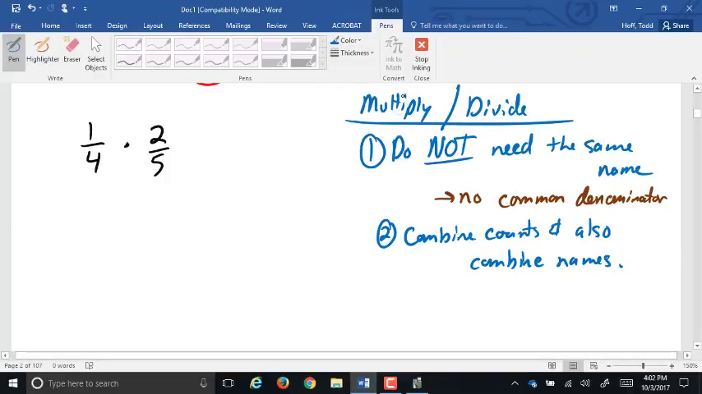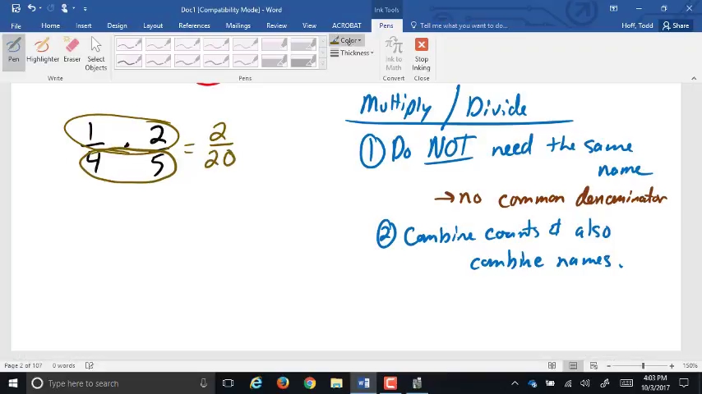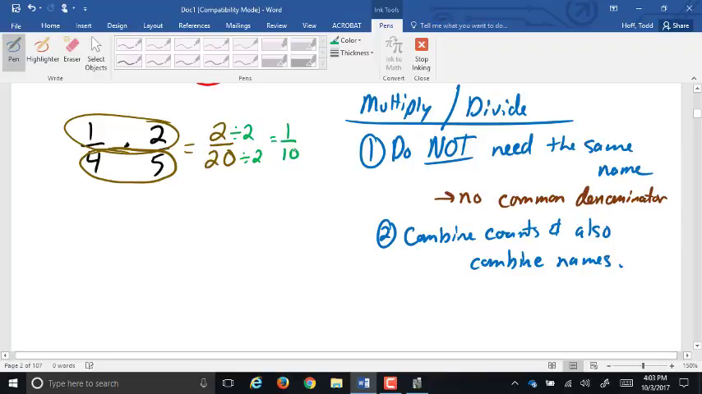So what that means up here is we multiply the numerators. 1 times 2 is 2. That's combining the counts. Then we also combine the names. That's multiplying the denominators. 4 times 5 is 20. Now we look at that answer of 2 over 20 and we notice both numbers can divide by 2, exactly. So that gives us 1/10.